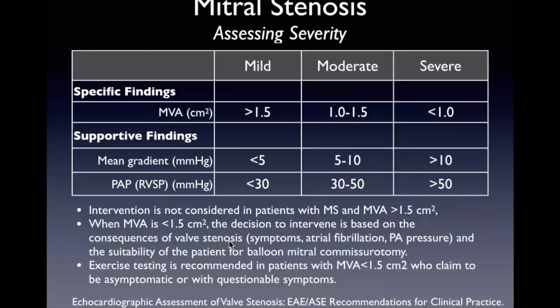And when the mitral valve area is less than 1.5, so moderate or greater, the decision to intervene was based on the consequence of that valve stenosis, how much symptoms, what the PA pressures were, and then as well the suitability of a patient for valvuloplasty, knowing that it was less invasive than valve replacement, where the thresholds may be a little bit greater. And I think that was at least the thinking about why you would intervene upon somebody who technically has moderate mitral stenosis if it was a balloon mitral valvuloplasty.